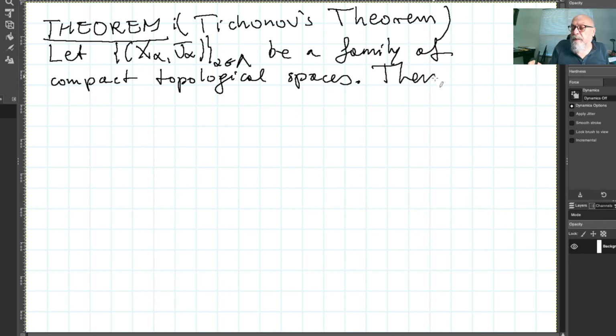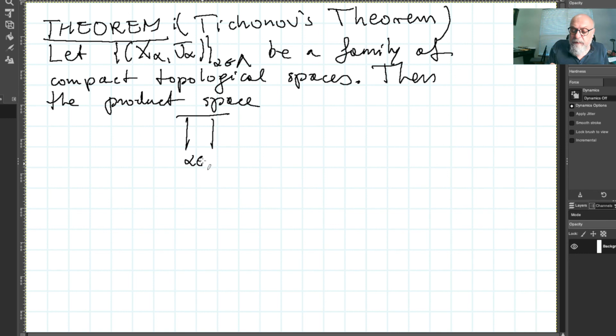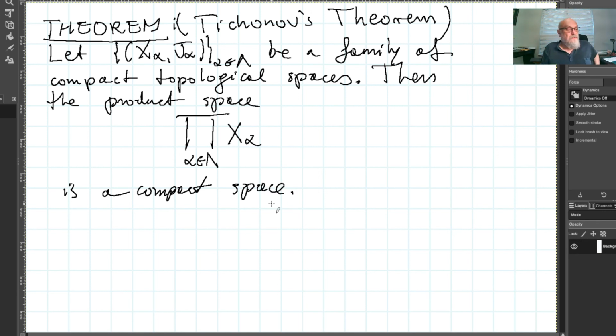then the product space equipped with the product topology, I don't need to write it, and let me put it like this, the product over alpha belongs to Lambda of X_alpha, is a compact space. So this is Tikhonov's theorem, this famous Tikhonov's theorem.